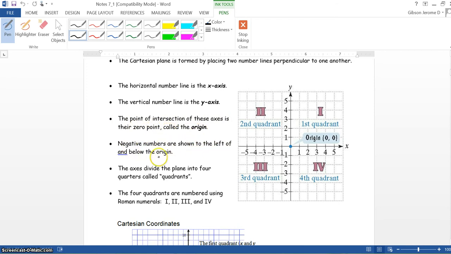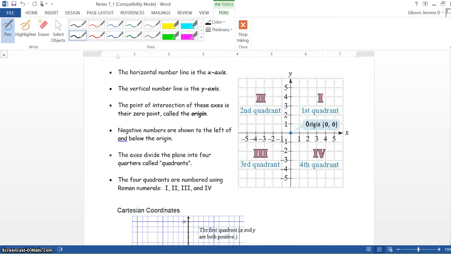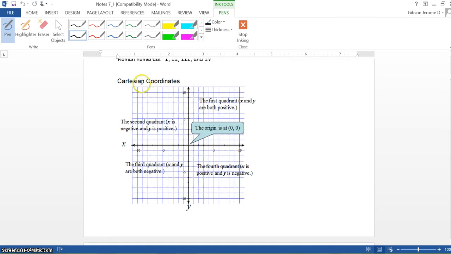Negative numbers are shown to the left of and below the origin. The axes divide the plane into four quarters called quadrants. The four quadrants are numbered using Roman numerals 1, 2, 3, and 4, as we see here. Now our Cartesian coordinates: in the first quadrant x and y are positive. The second quadrant, x is negative and y is positive. The third quadrant, x and y are both negative. And the fourth quadrant, x is positive and y is negative.